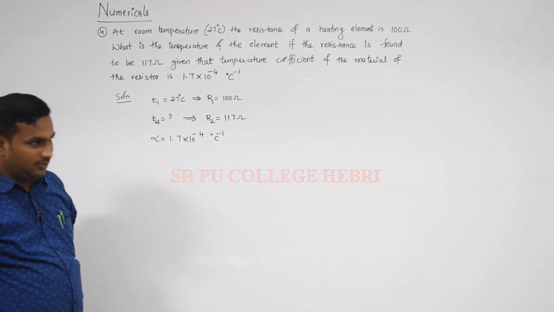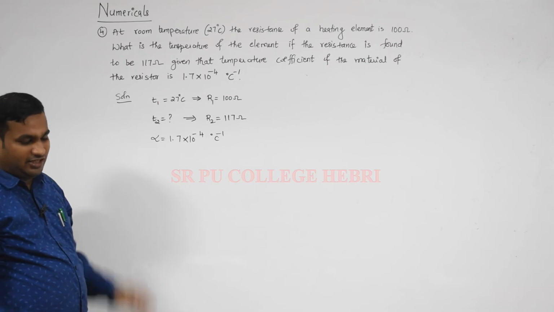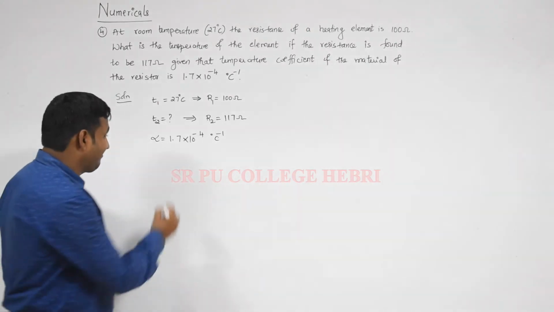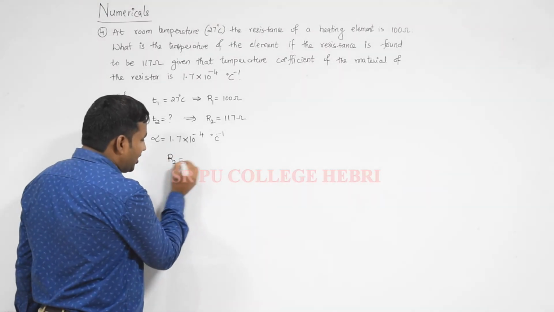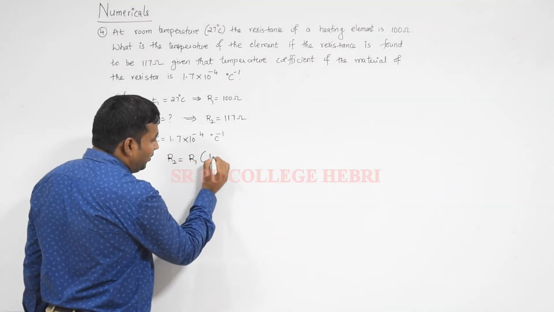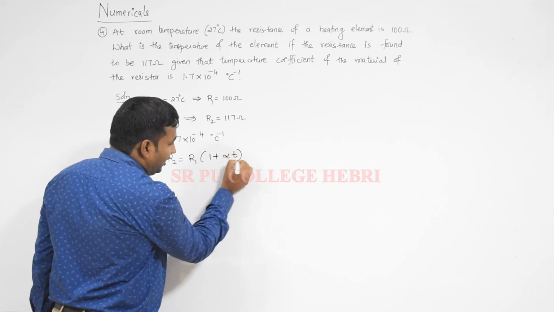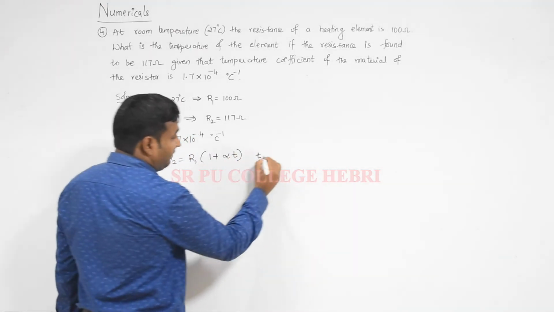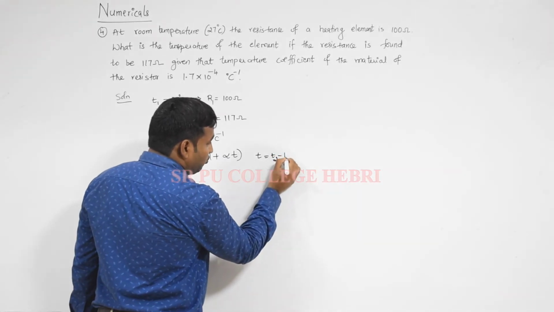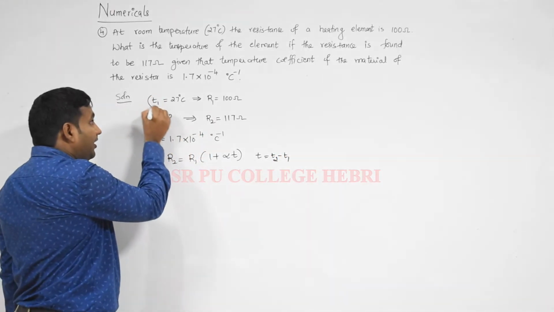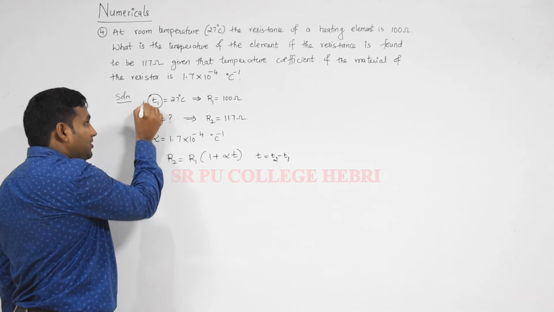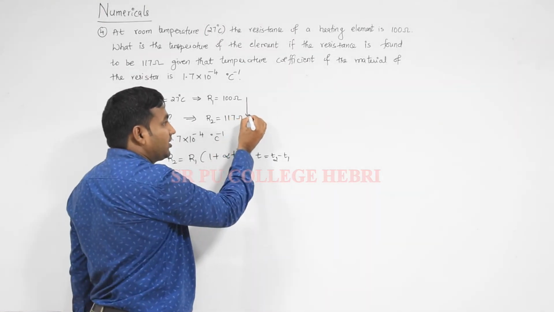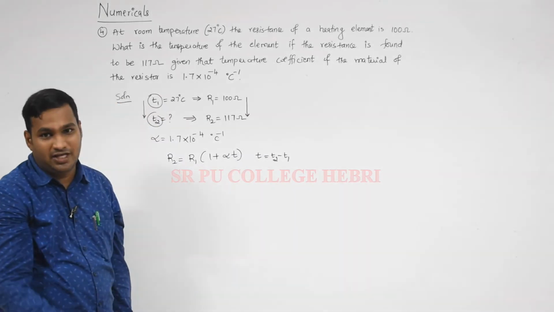Keep this point in your mind. In general, RT is equal to R naught into 1 plus alpha T. We can write it as R2 is equal to R1 into 1 plus alpha into T. Keep in mind that T is the increase or rise of temperature, which we have taken as T2 minus T1. That means the temperature got increased. As the temperature increases, the resistance of a metal or conductor also goes on increasing.